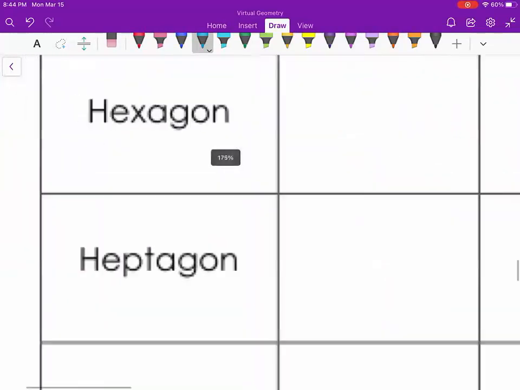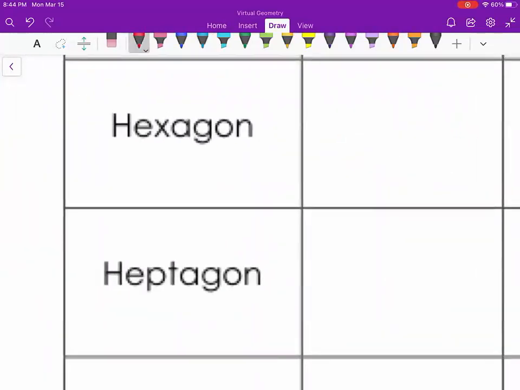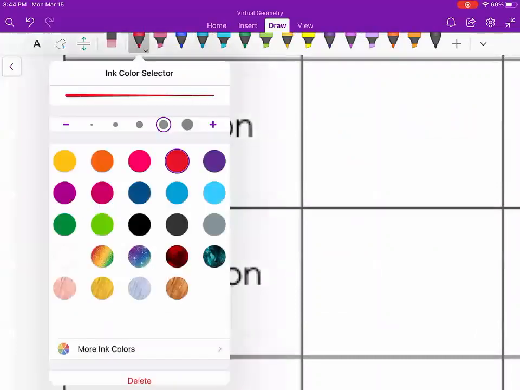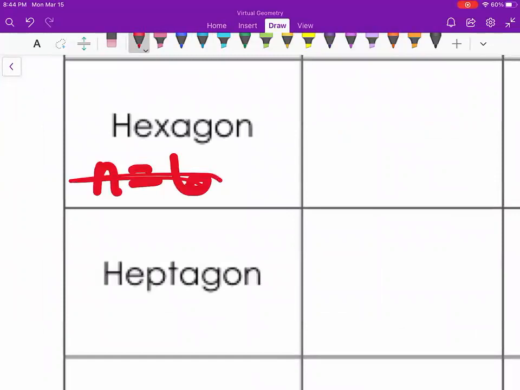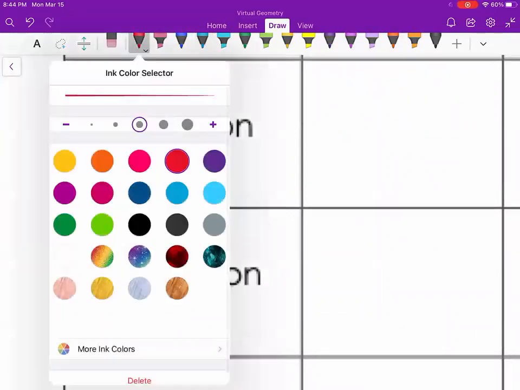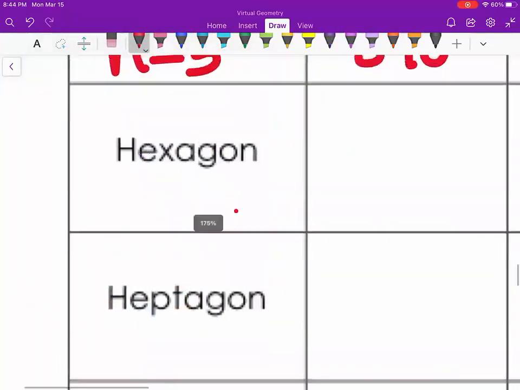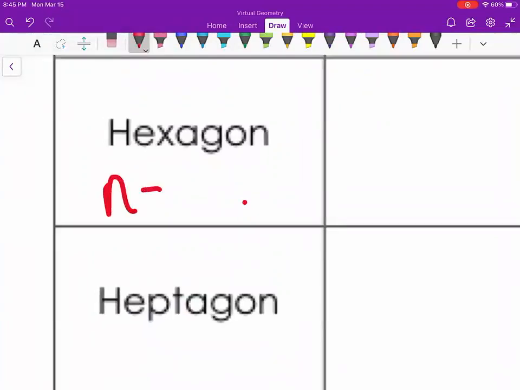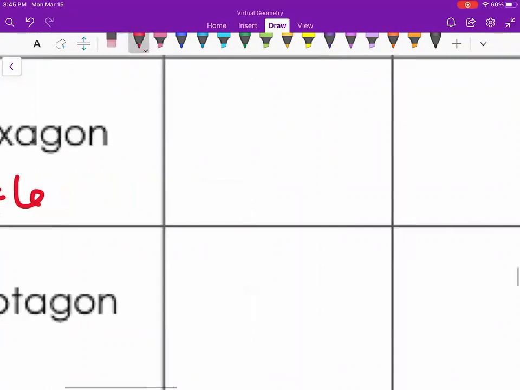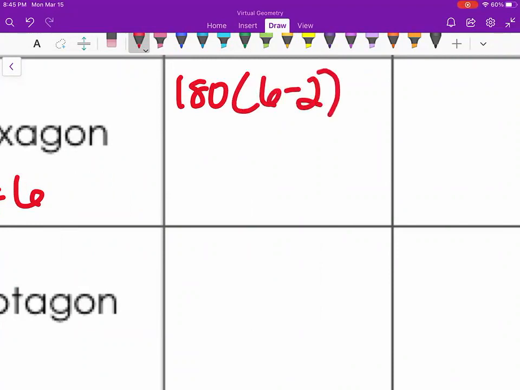All right, now we have the hexagon. Hexa again meaning 6, so n is 6. So I'm going to make that just a little smaller. If I could actually hit the eraser, there we go. All right, so our n is a 6. So 180 times 6 minus 2. Let's see what we get.